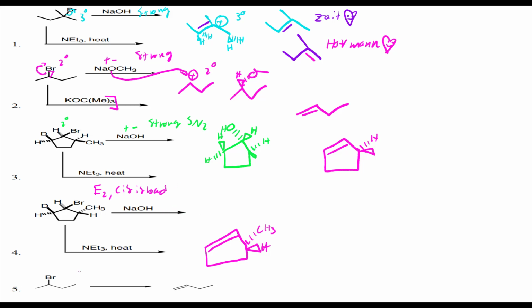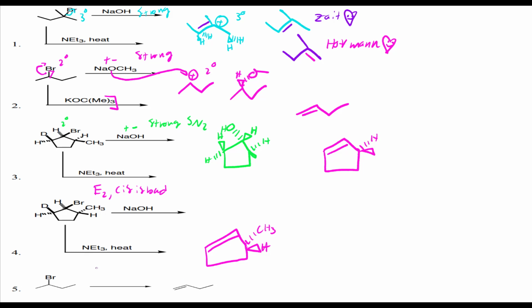But what about number 5? Well, number 5, I have some reactant and I get some product. What do I need to put into my reaction? Well, notice that this is a terminal alkene, and so terminal alkenes usually love Hofmann, right? And so I need something that would give me Hofmann.